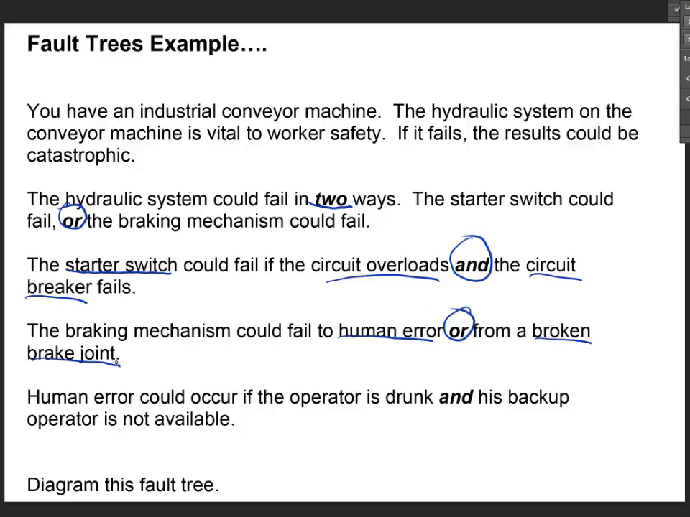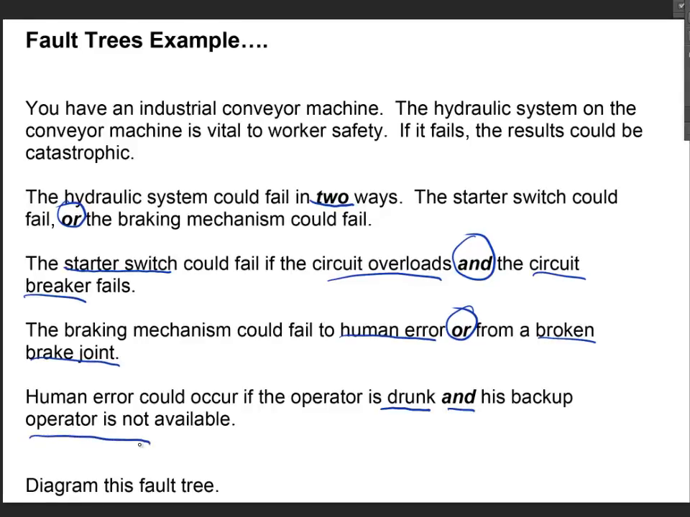Okay, so we have these two things, and one is separate from the other. So the braking mechanism could fail due to human error or from a broken brake joint. All right, now we're going to analyze a little bit further. We're going to analyze the human error part. Human error could occur if the operator is drunk and his backup operator is not available.